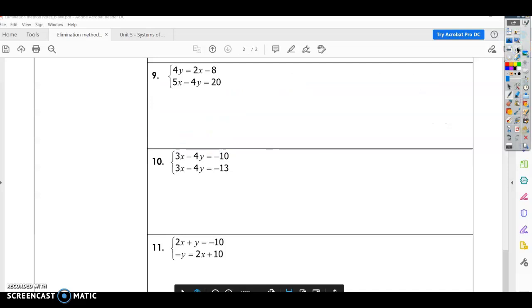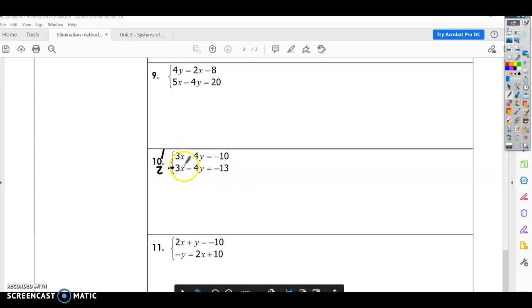All right, number 10. When we look at number 10, we have our x's and y's lined up and our coefficients, and the equal sign is also lined up. So we can go ahead and call this equation 1 and equation 2. And since I have 3 and 3 and -4 and -4, this is probably going to be one of those unique situations. But let's see what happens. We need one of these to eliminate. So I'm going to change the sign. So I'm going to subtract the second equation from the first one.